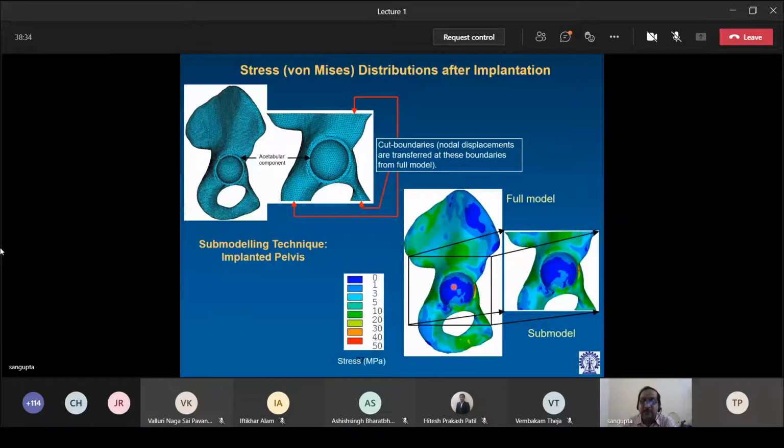actually gives you excellent results as compared to the full model, which is of course a coarser model as compared to the submodel. The submodel is a fine model where we can capture the description of the material properties much better than the coarser full-scale model of the pelvic bone. However, the elastic property of the remaining part of the pelvis, which is not included in the submodel, can be included when we transfer the nodal displacements at the cut boundaries from the full model.